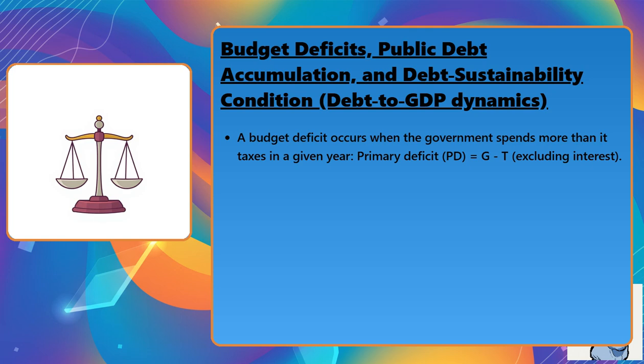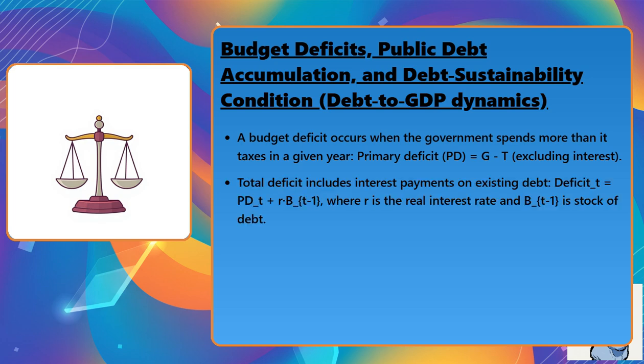A budget deficit occurs when the government spends more than it taxes in a given year. Primary deficit, abbreviated PD, equals G minus T excluding interest. Total deficit includes interest payments on existing debt. Deficit sub t equals PD sub t plus r times B sub t minus 1, where r is the real interest rate and B sub t minus 1 is the stock of debt.